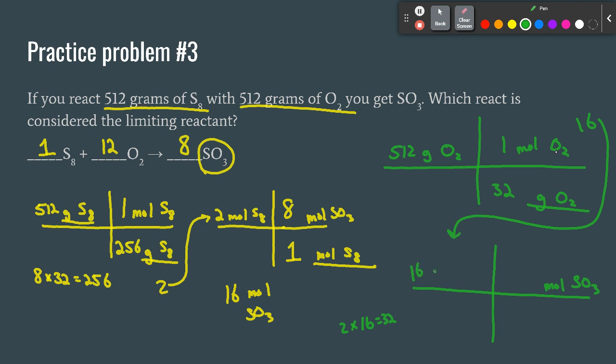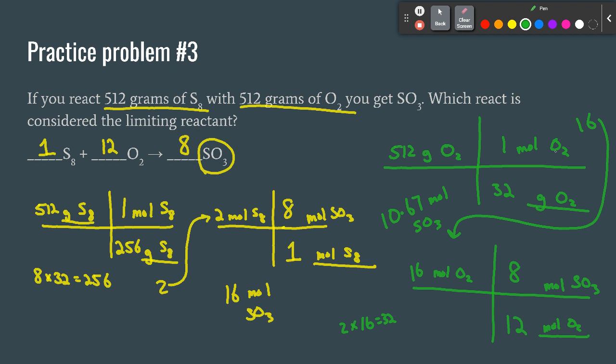16 moles of O2. We match our unit, so down here I have moles of O2 as well. We will use our balanced chemical equation again. So a 12 goes beside my moles of O2 here, and 8 goes beside my moles of SO3. Mathematically, I will do 16 times 8 divided by 12 and get the answer 10.67 moles of SO3. So one compound forms 16 moles of SO3.